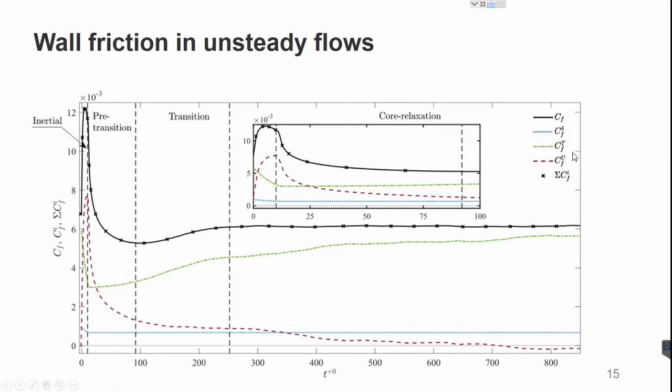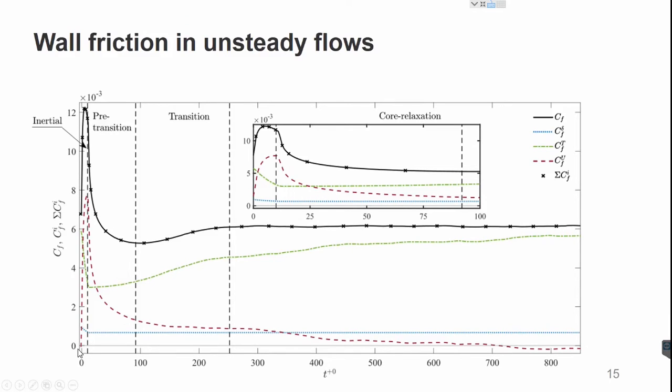The red line is the unsteady term, the green line is the turbulent term, and the blue dotted line is the laminar term. So the laminar term just changed during the acceleration, so during this very short period of time, and then it remains constant. And of course it decays because there's less laminar contribution as we increase the Reynolds number.